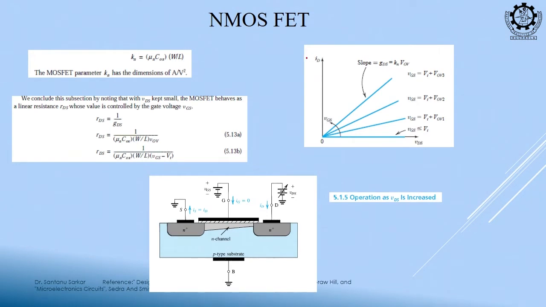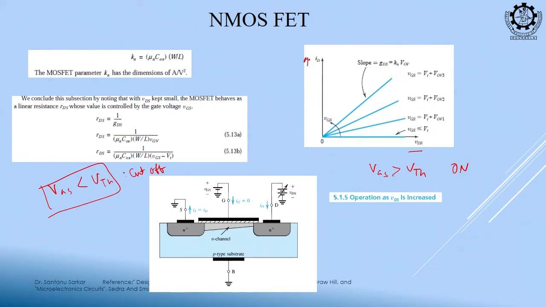Now, if I plot ID and VDS, what is happening? First, you need VGS greater than VTH, then it will turn on. Suppose your VGS is less than VTH. So, it is in which mode? Cutoff mode. The first condition is that the gate voltage has to be higher than the threshold voltage, otherwise it will not be on. So, this is VGS greater than VTH, that is, it is turned on.